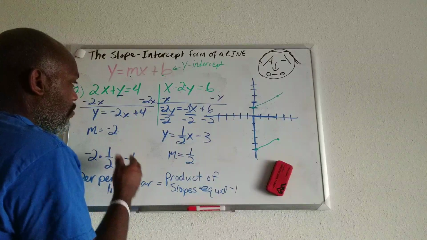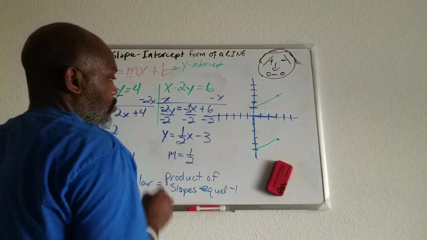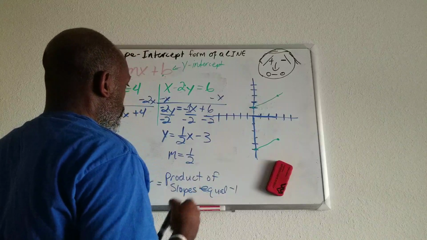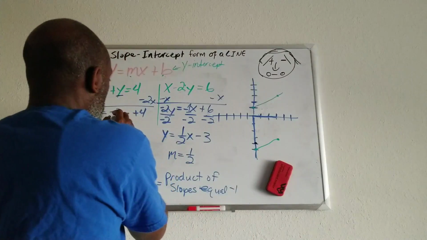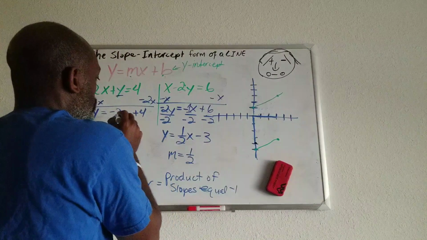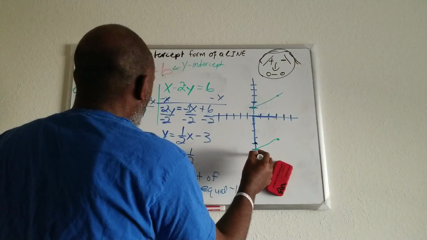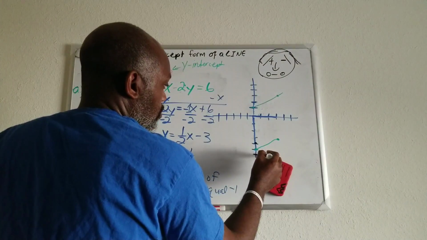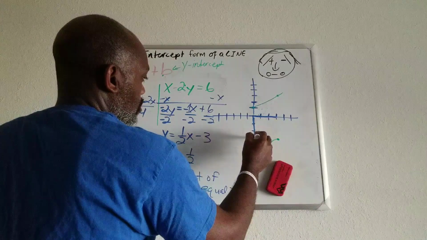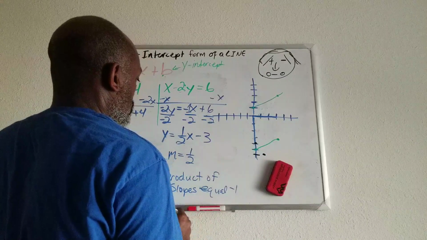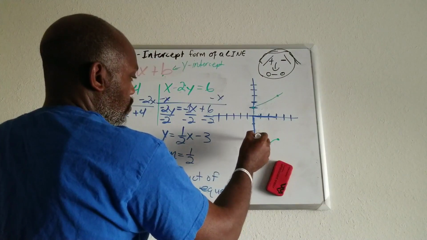I can also graph them for you so you can see it a little better maybe. The y-intercept here is 4. So it's 4. And then this is negative 2 over 1. So I go down 2, 1, 2, and to the right 1. And on this one I start at negative 3.